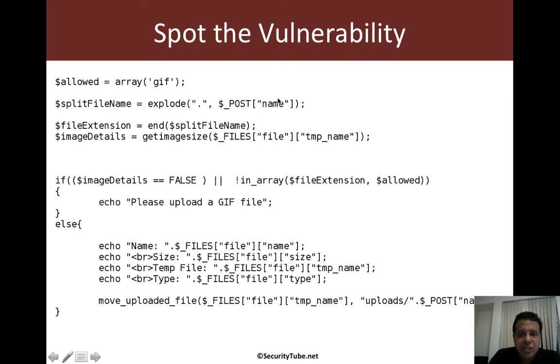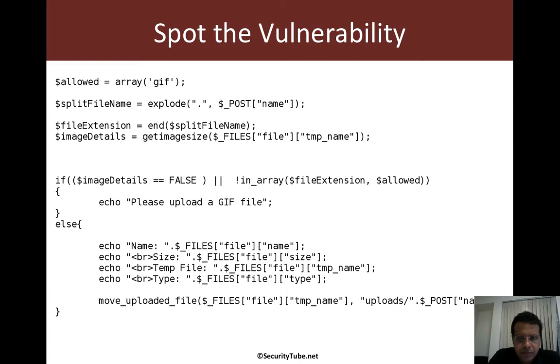If you notice, we are getting a user input parameter, name, from a POST request over here. After that, we are using name to upload a file and give it the name which the user has given. Of course, we are also checking to ensure that the user has given a name which has the extension GIF, and additionally, we are using getimagesize to check that this is an actual GIF file.